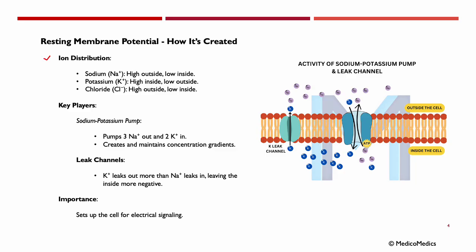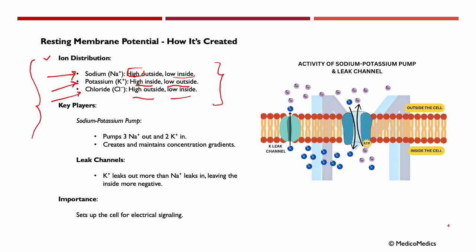And let's take a look at ion distribution. So we have sodium is high on the outside, low on the inside. Potassium, high on the inside and low on the outside. And chloride, similar to sodium, is high on the outside and low on the inside. So the inside of this cell is negatively charged compared to the outside with a potential difference, like we mentioned before, of about minus 70 millivolts in, for example, most neurons.